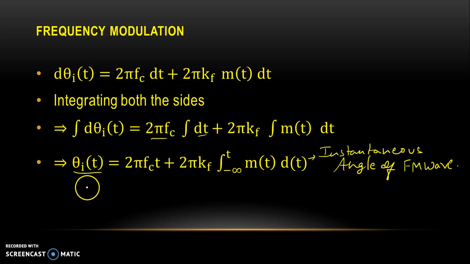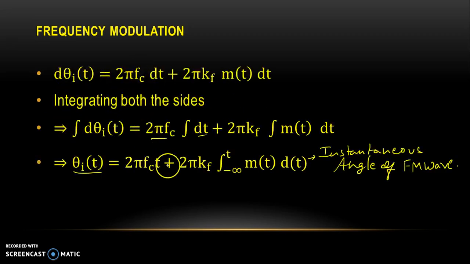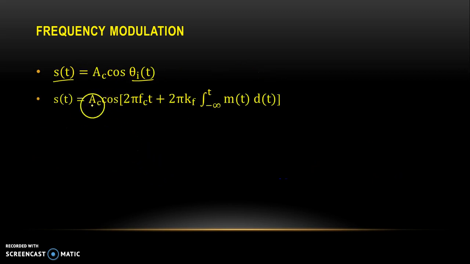Now what I can see is that the carrier signal can be written as s(t) = Ac cos θi(t). So in place of θi(t), if I write this value, it will become Ac cos(2πfct + 2πkf times the integration of m(t) dt from minus infinity to t).